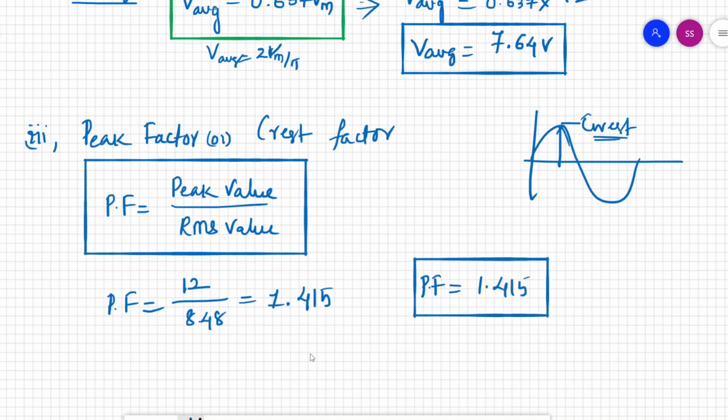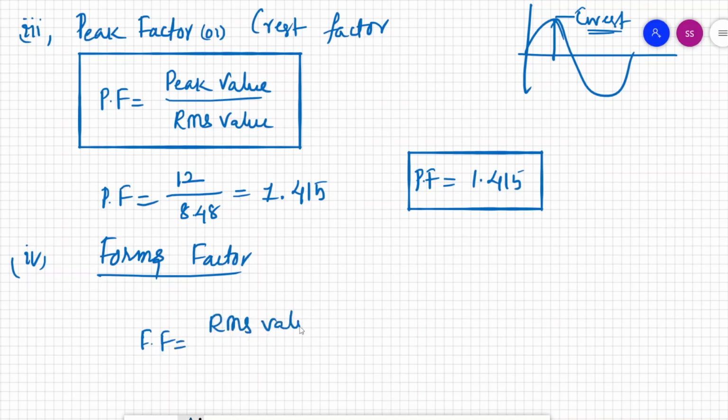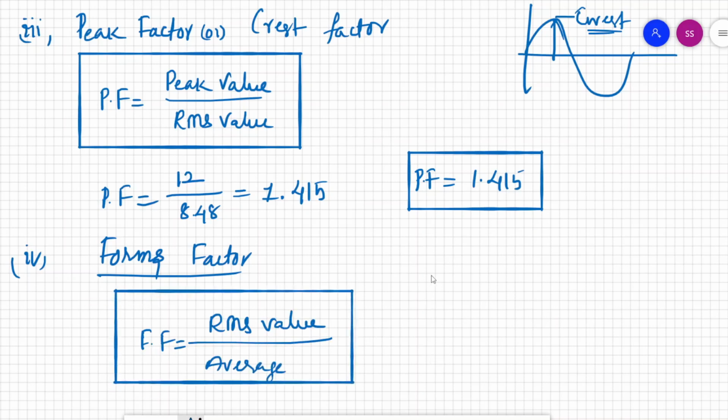Now let us find our final value, that is form factor. Form factor is nothing but the ratio of the RMS value of that quantity by its average value. Form factor equals RMS value by average value. So we have the RMS value and the average value. Form factor equals 8.48 volts by 7.64 volts. So the form factor of the sine wave is 1.11, and it is fixed.